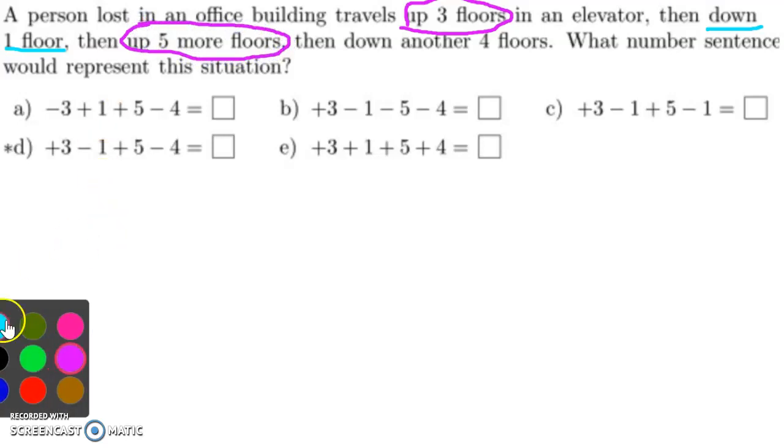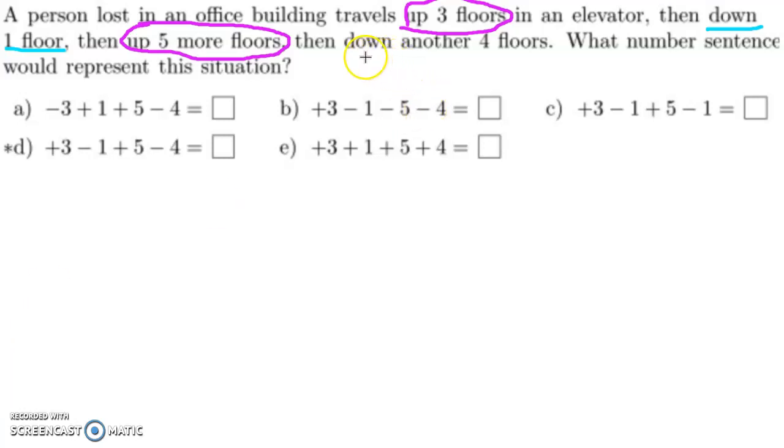Then it says down another 4 floors. There we go. I'm going to underline that. It says what number sentence would represent this situation?